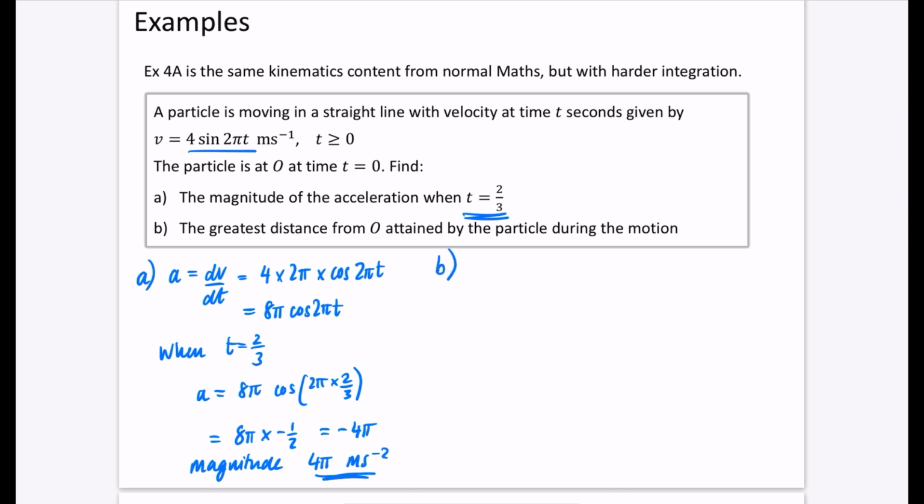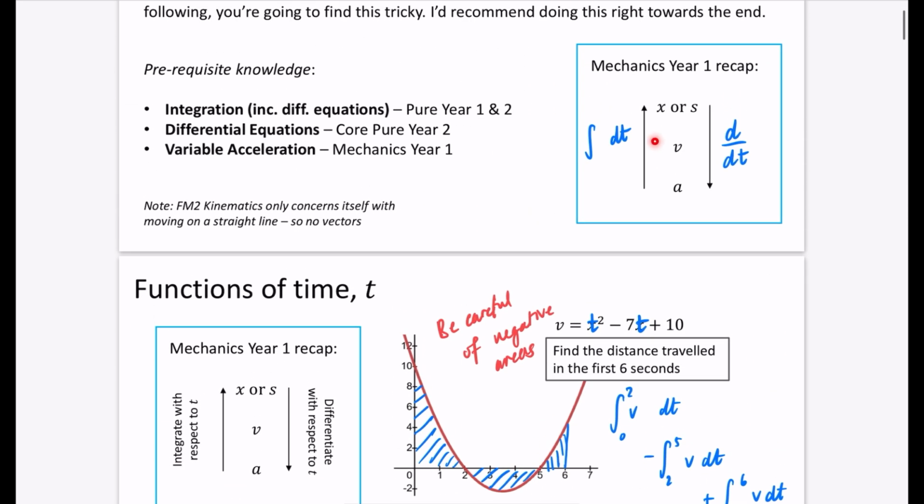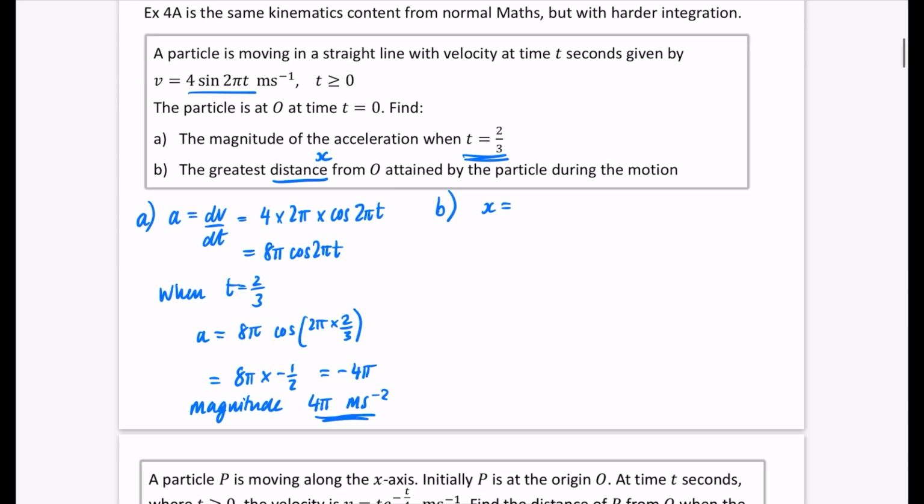Now for part B, it says the greatest distance. So we're interested in what x is going to be from O attained by the particle during this motion. If I want to find out what x is equal to, we're going from v to x, so we're wanting to integrate. We were going from v to a, so we differentiated. We are now going to integrate.